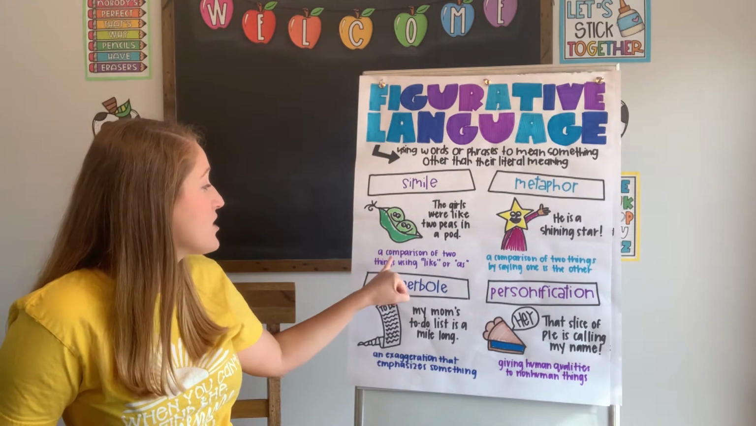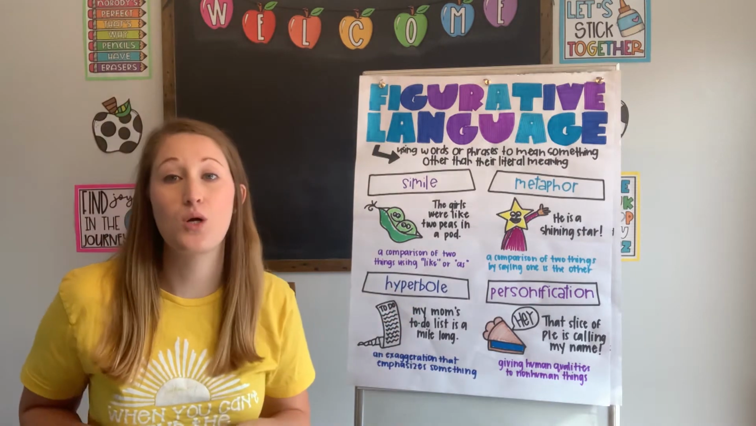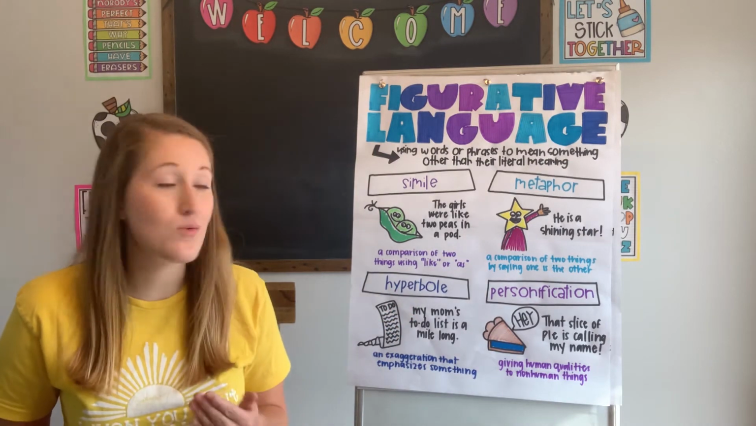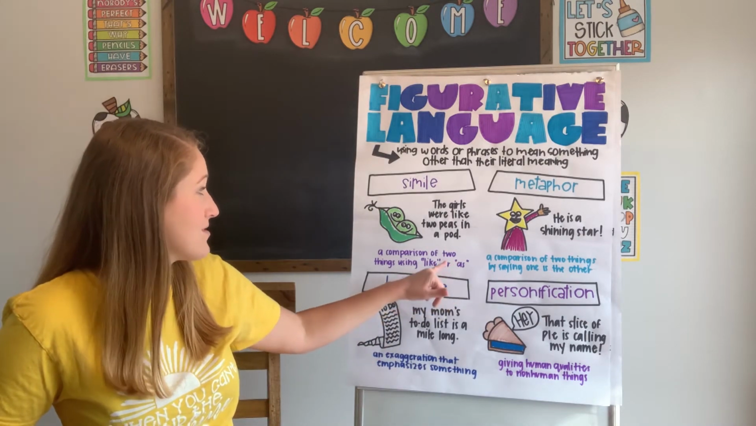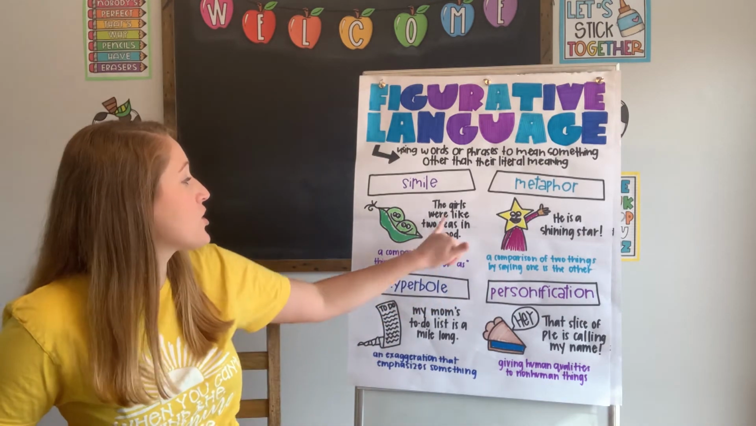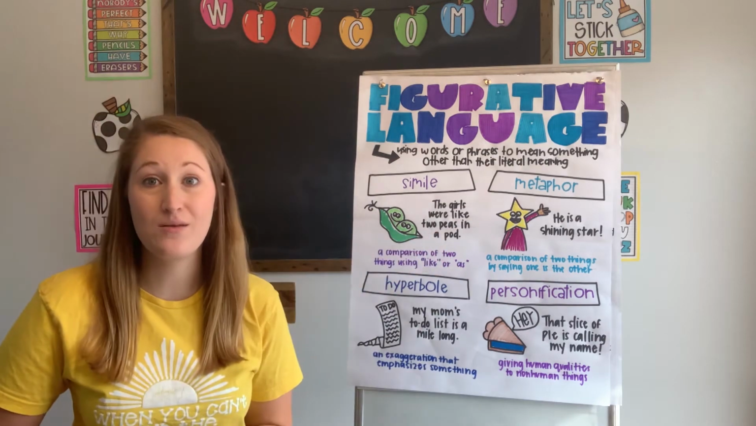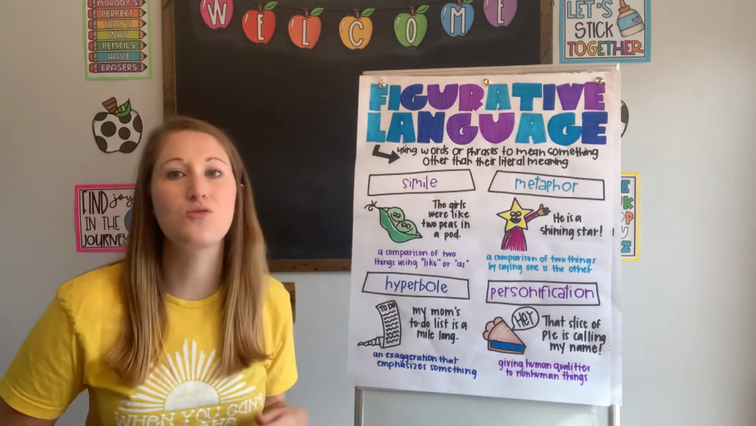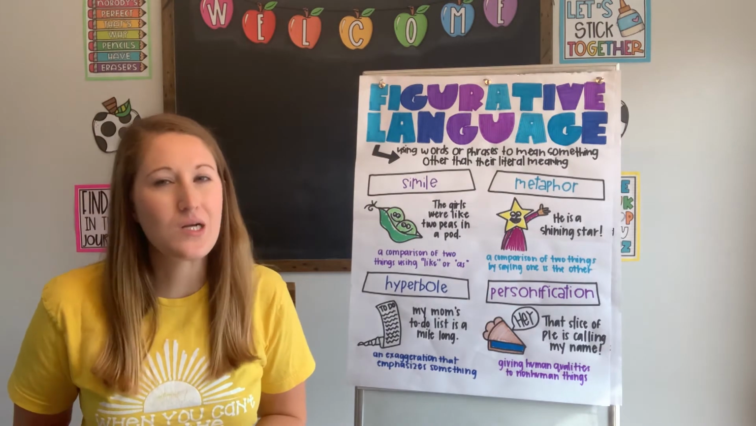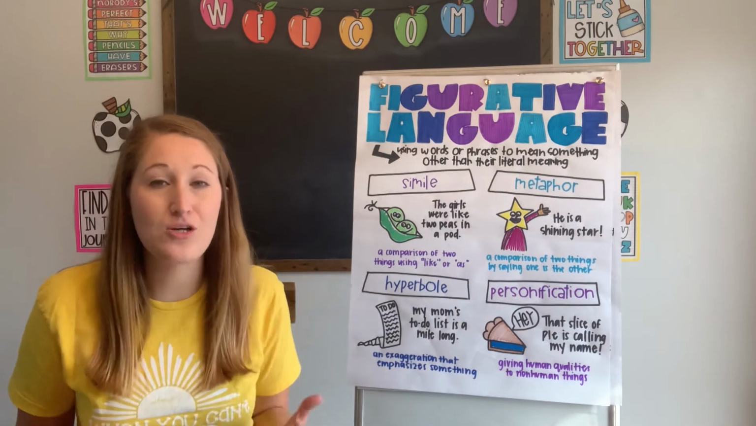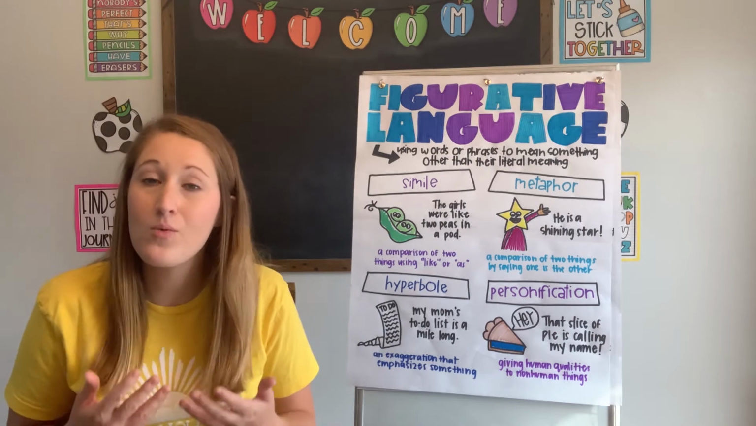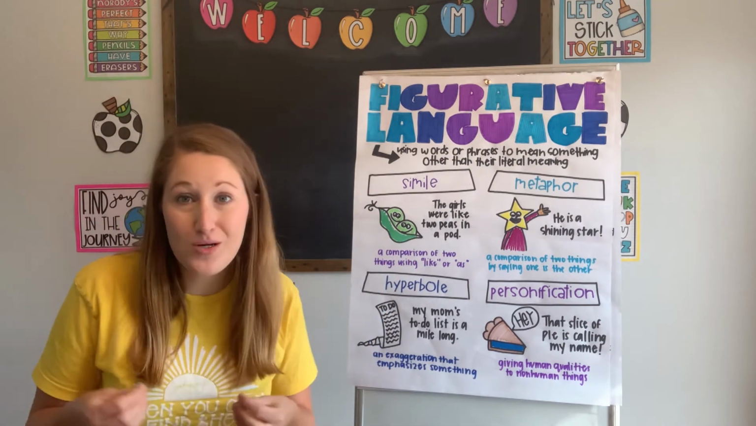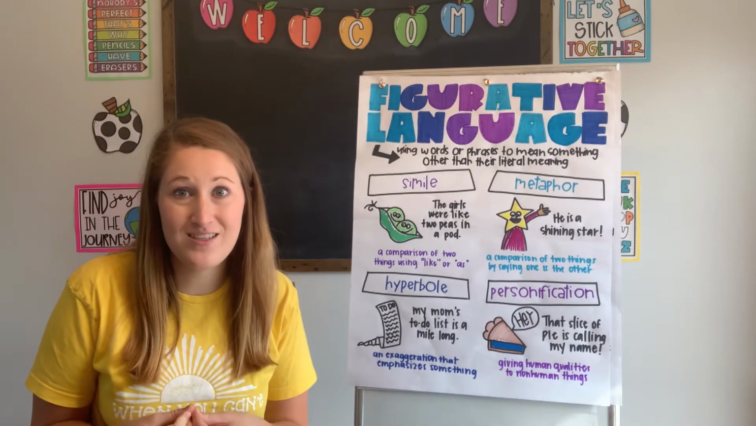Similes are a comparison of two things using the words like or as. So when we see a simile, we're always going to see those words like or as. An example is, the girls were like 2 peas in a pod. Now, this is where that other than their literal meaning comes into place. We're not saying that those 2 girls are actually peas in a pod, but we're saying, right, that they're as close as peas in a pod, right? They're super close together, they're best friends.